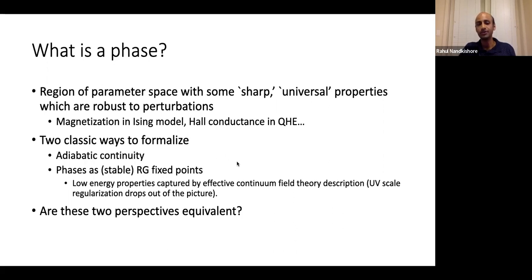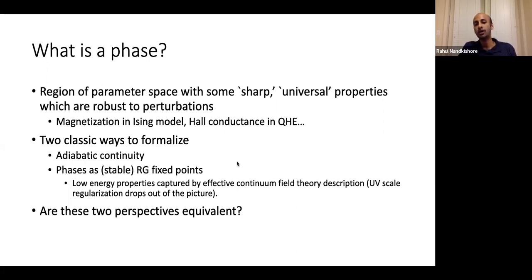So if you were studying an Ising model, then the ferromagnet has a magnetization and the paramagnet does not. If you were studying the quantum Hall effect, then in the quantum Hall phase, you have a quantized Hall conductance, and that's your sharp universal property that's robust to perturbations, and so on. So this is the colloquial understanding of what a phase of matter is.